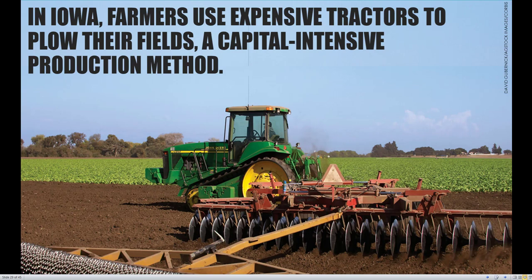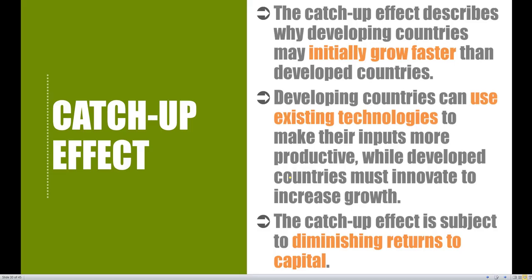And because there are differences between capital to labor ratios between developed and developing countries, we do have an economic term which is known as the catch-up effect. So the catch-up effect describes why developing countries may initially grow faster than developed countries, why these developing countries abroad have very high economic growth rates today. So once again, countries in Asia and Africa compared to the developed countries, the United States, Canada, and countries in Europe.